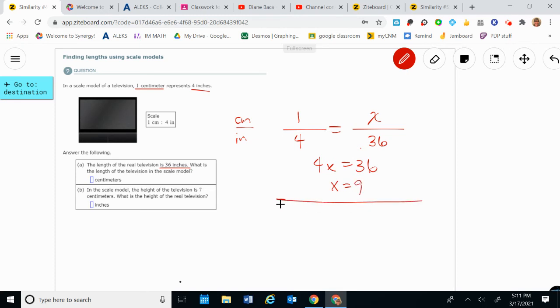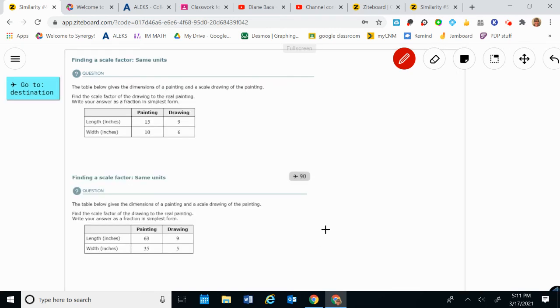Done. Okay. Next, in the scale model, the height of the television is 7 centimeters. That goes on the top. What is the height of the real television? So x is equal to 28. There you go. Okay, so it's not really hard, especially if you set up a proportion. It takes some of the thinking out of it.